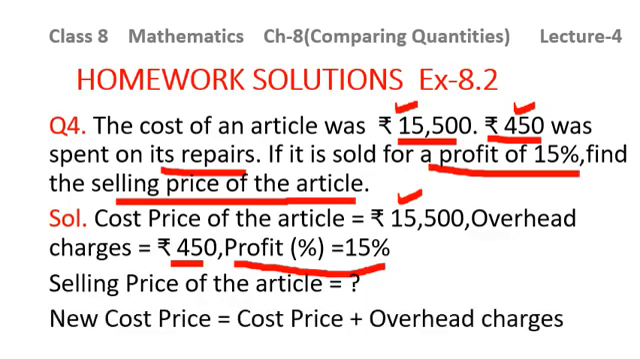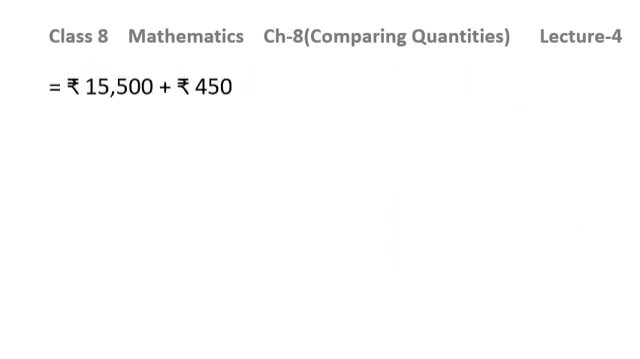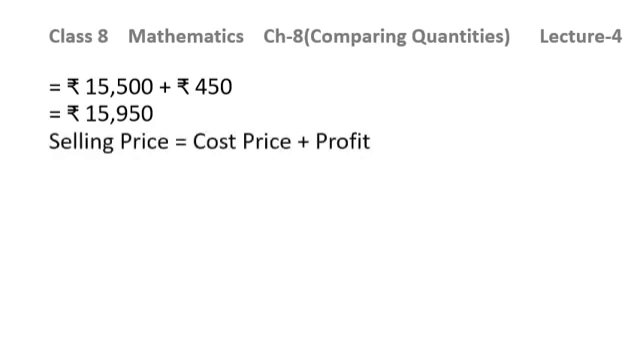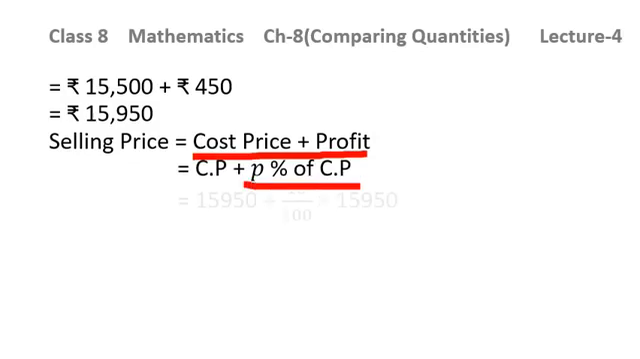So the new cost price will be the cost price which is already given to us, that is 15,500, plus overhead charges. These are the charges paid by that person for its repairs. These are to be added to the cost price because these are overhead expenses. Then the total cost price will be 15,950. And selling price, we know, is CP plus profit. Profit is given in percentage, so it will be P% of CP, and that CP is 15,950.